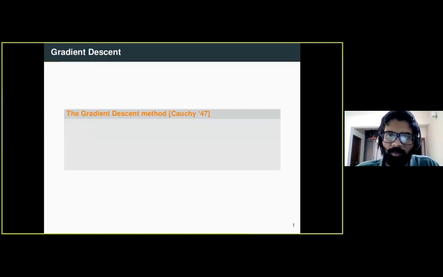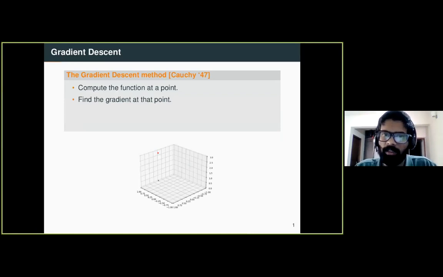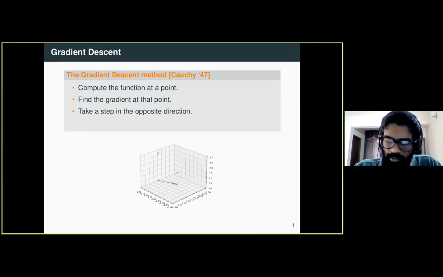It's a method used to minimize a function. It was introduced way back in 1847. It's a very straightforward method. So you have a function, you compute it at a point, and you find out its gradient. Now the gradient is the direction of steepest ascent. So you take a step in the opposite direction. And then you just repeat this process over and over. And the hope is that as you continue doing this, the function value is becoming smaller and smaller.